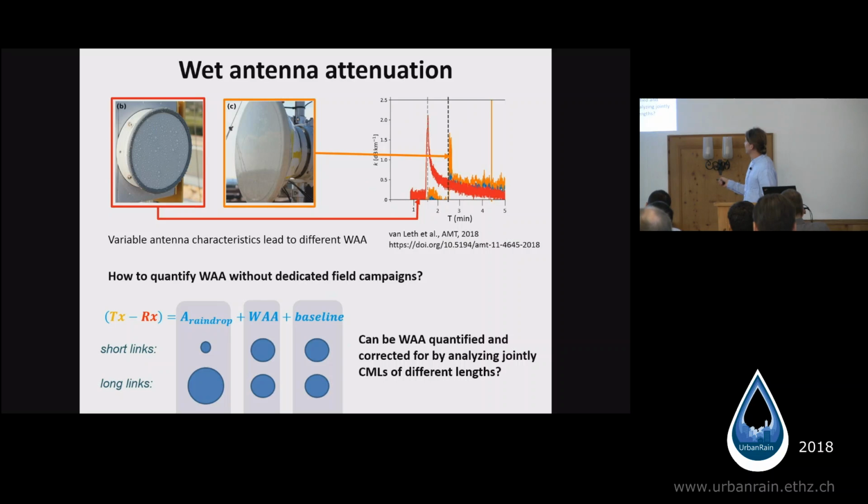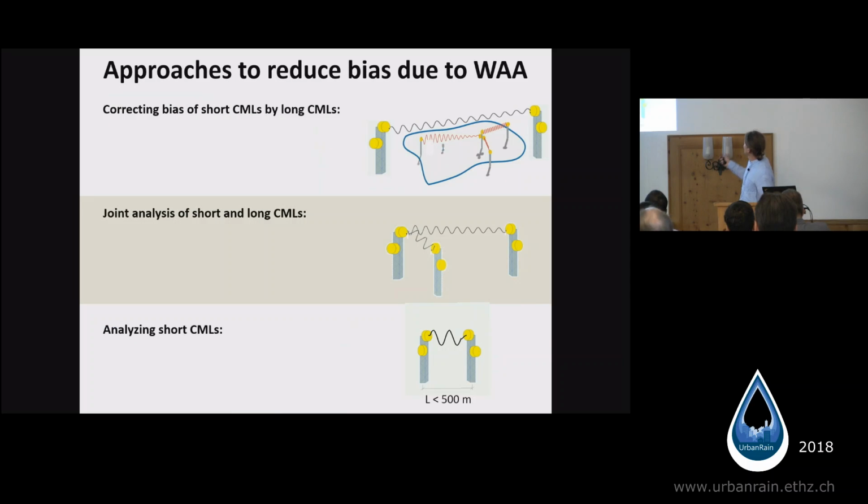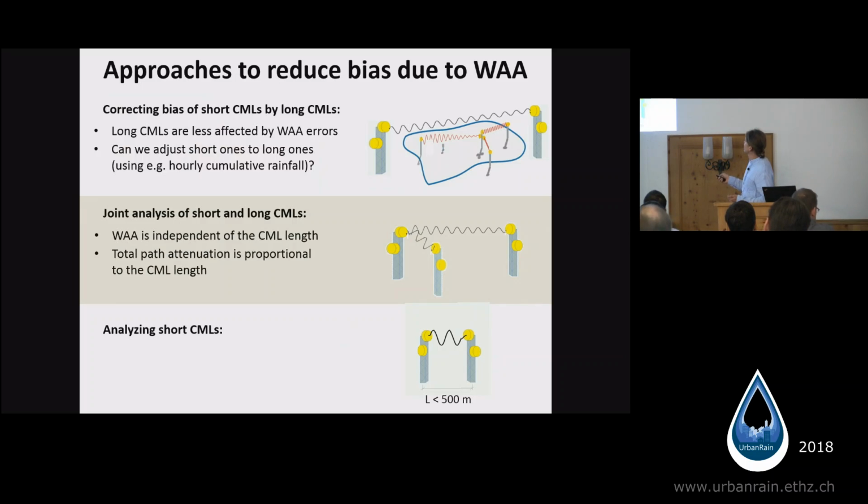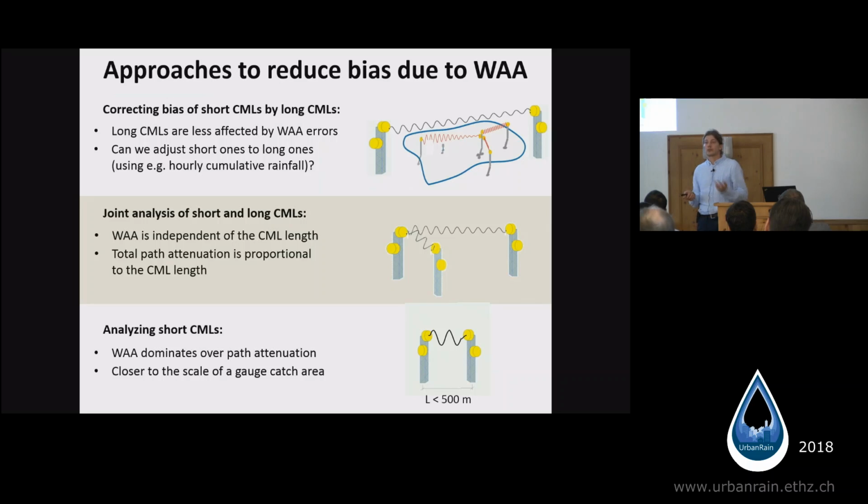And actually, we tried some adjusting and also quantifying based on climatological data, and that's what I will be talking about. So correcting bias using these long links, which are less affected, and kind of downscaling it, or adjusting these short links by the data from long links. Then doing some joint analysis of short and long microwave links to quantify wet antenna, and also looking at very short links where wet antenna attenuation dominates, and which gives us a good opportunity to look in the network at different places how big effect this wet antenna has.